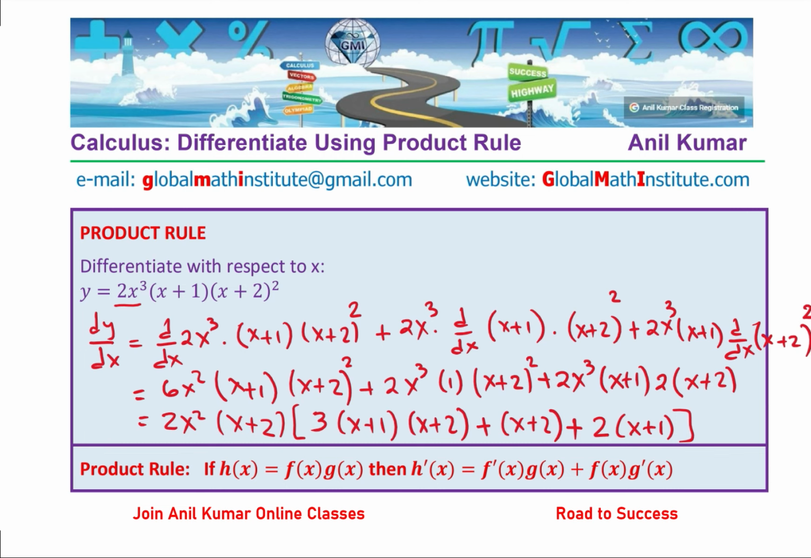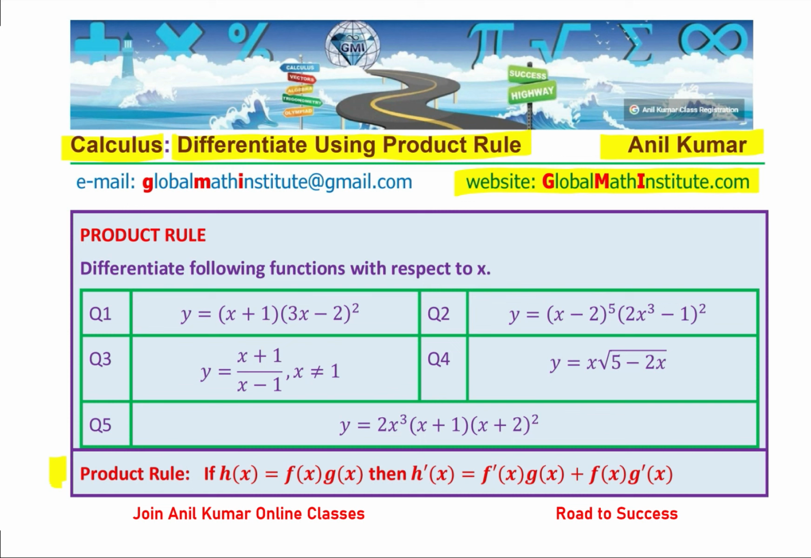That when you have 3 terms, in that case, find the derivative of one of them multiplied by the other 2 and repeat this process, finding the derivative of each one of them one by one, correct? So I hope with this you have understood very clearly how we find the derivative using this particular product rule.